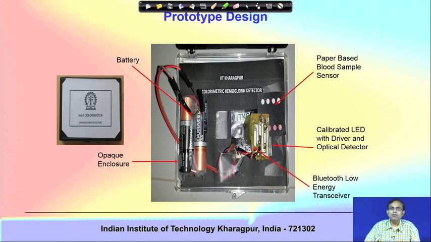So, this is a prototype that we have designed at IIT Kharagpur and we call it MET colorimeter, and just to make you impressed about the kind of hardware that is needed for making this happen. This is the inside of the prototype. From the outside it will look like a sleek box, but inside the box you will have the paper based blood sample sensor, calibrated LED with driver and optical detector and Bluetooth low energy transceiver, and on the top of that we have an opaque enclosure. Of course, it is battery operated.